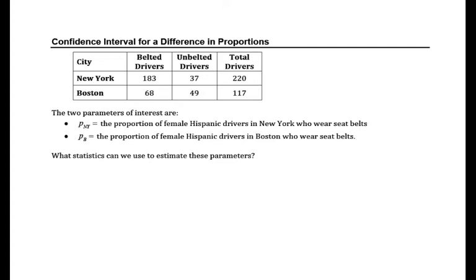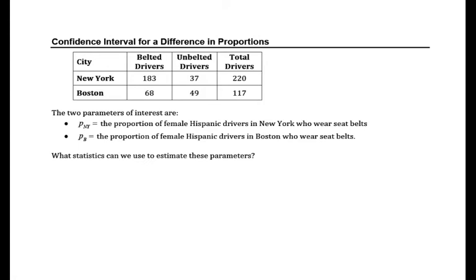Let's now look at a confidence interval for a difference of proportions. We have some data here that represent seatbelt use in Boston and New York, and we're interested in the population parameters. P sub ny is the proportion of female Hispanic drivers in New York who wear seatbelts. I should mention the data actually represent female Hispanic drivers, which is why we're extending to the population of female Hispanic drivers. And P sub b is the proportion of female Hispanic drivers in Boston who wear seatbelts.